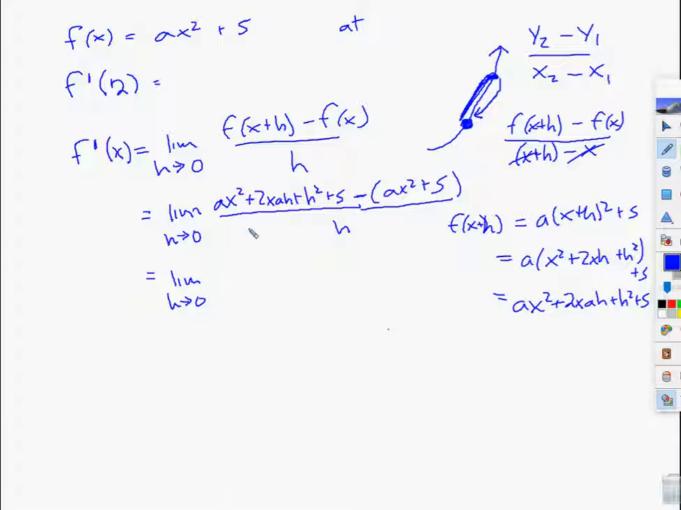All right, so if I distribute that negative, hopefully you see that this becomes negative ax squared, and that becomes negative 5. So in the end, what will happen is these cancel. So that's going to cancel. The 5's end up canceling. And that leaves me with 2xah plus h squared all over h. I can factor out an h right there, so I will.